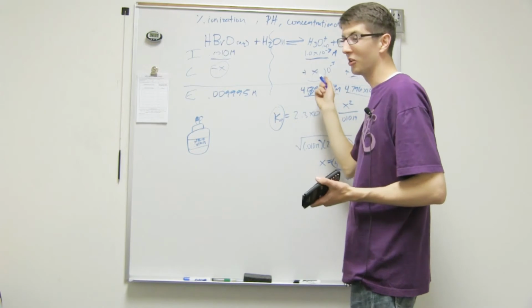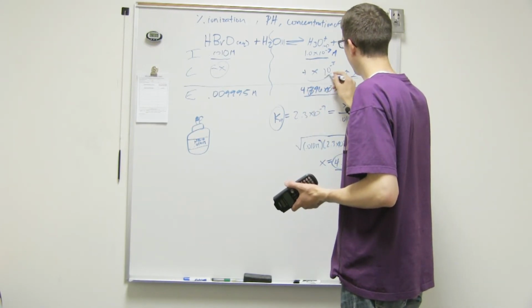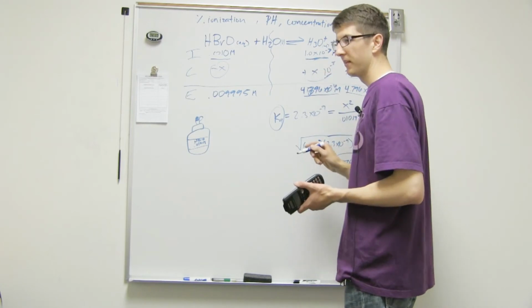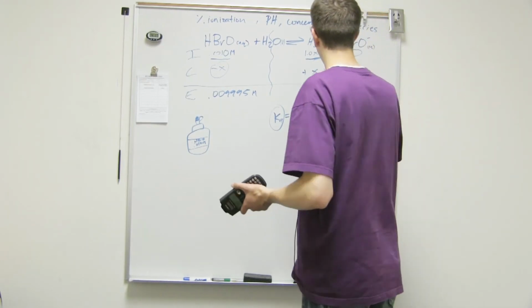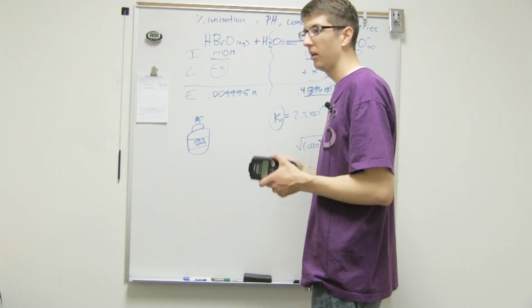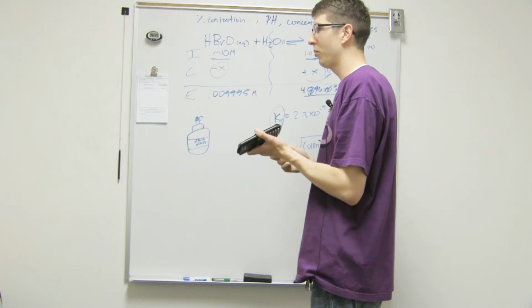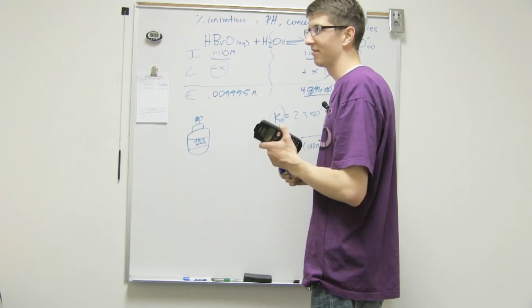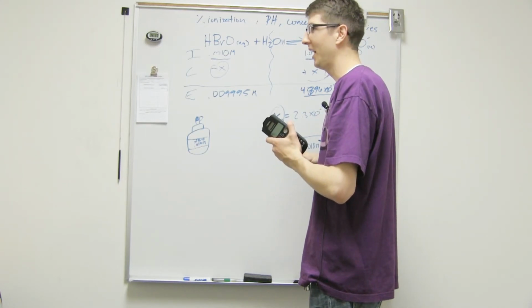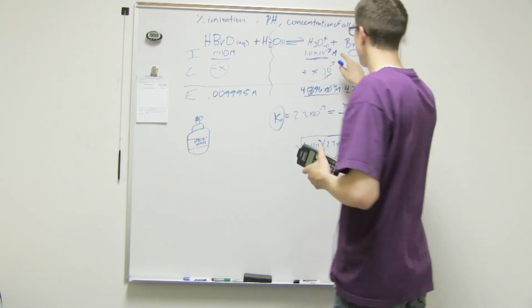That's a basic solution if you think about it. But if you add this to this, then you'll end up getting 1.1 times 10 to the negative 7, right? Which is slightly on the acidic side. Like that's a pH of 6.9-something. It's really not very acidic. But that's important to remember.